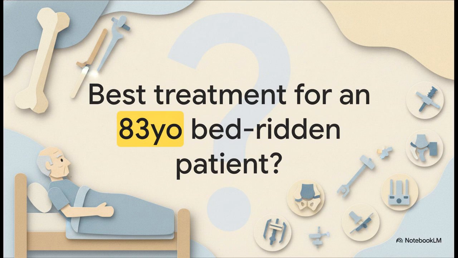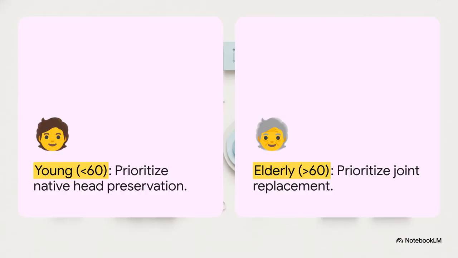A. Plate and screw. B. Hemiarthroplasty. C. Intramedullary nailing. D. External fixator. Or E. Total hip replacement. Keep his low functional demand and severe comorbidities in mind. This brings us to the ultimate orthopedic dividing line, age-driven reconstructive triage.